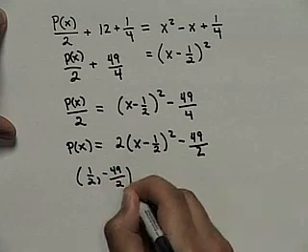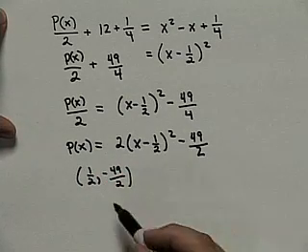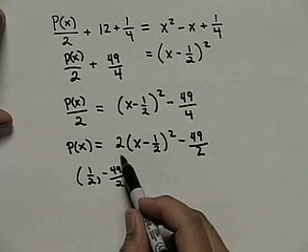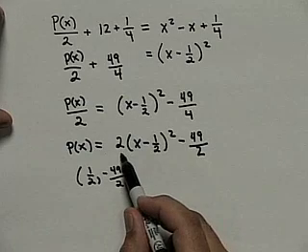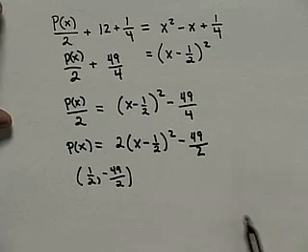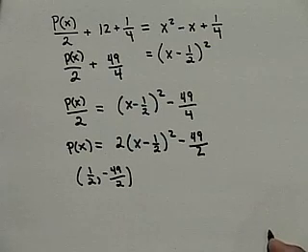So we know the vertex of this parabola is (1/2, negative 49/2), and don't forget about the coefficient out in front as well. This coefficient tells us the stretch factor for the parabola. Since we have a 2 as the coefficient, we know that our parabola is being stretched by a factor of 2.